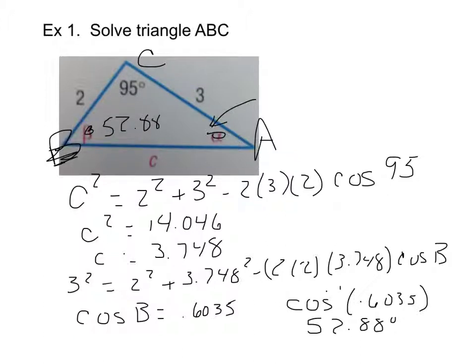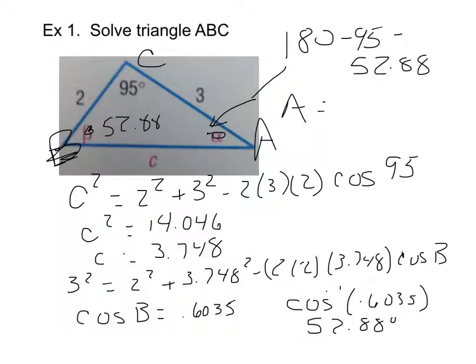Angle A I can find by taking 180 minus 95 minus 52.88, and I get angle A is equal to 32.12.